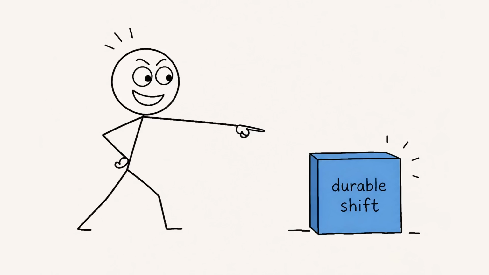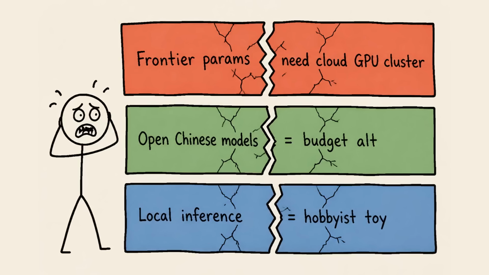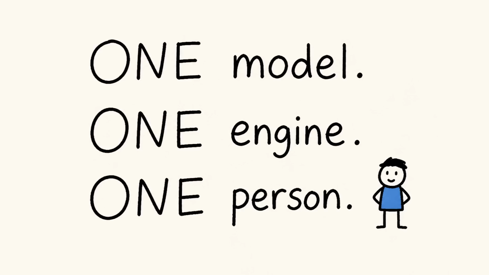So strip the hype, and here's the durable shift. Three assumptions broke all at once. That frontier scale parameters require a cloud GPU cluster. That open weight Chinese models are the budget alternative. That local inference is a hobbyist toy. All three took a hit in the same month, from one model and one engine built by one person.